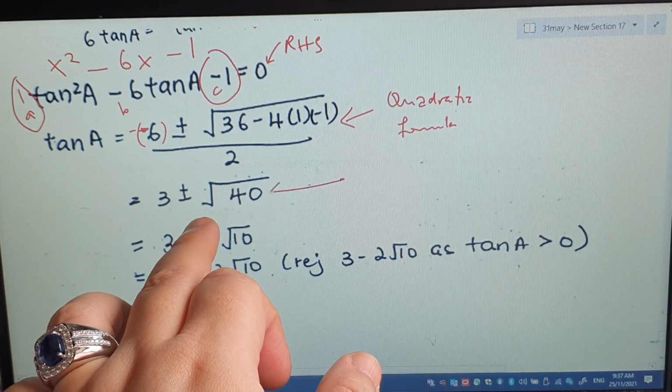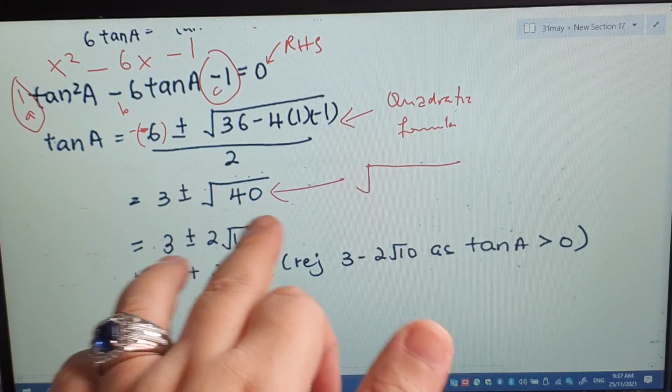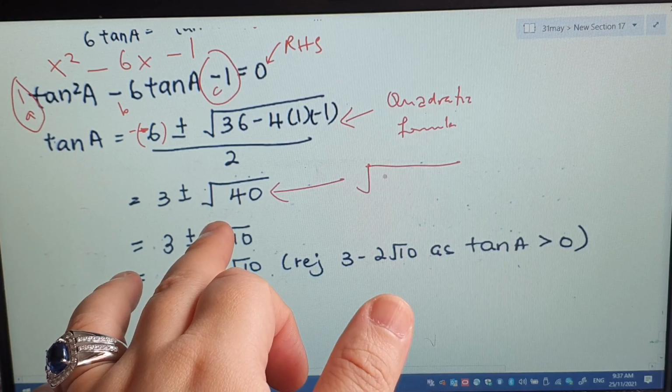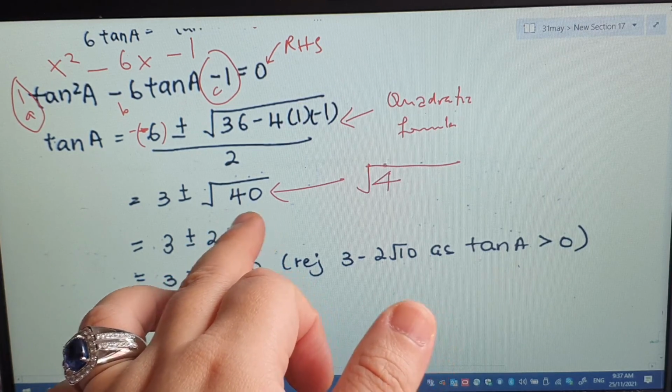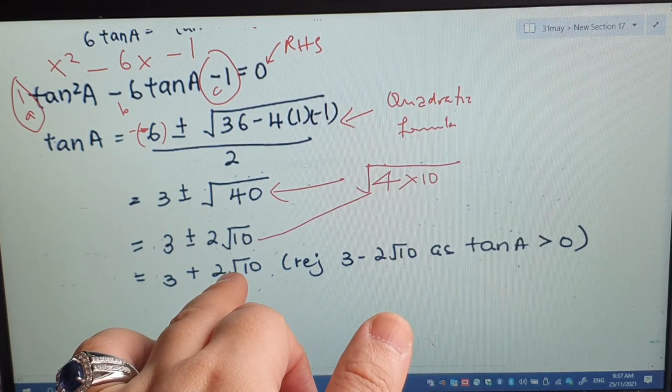Now, this fella, do you remember we say that to simplify this, we try to write something here that can be square rooted. So 4 can be square rooted. 10 of course cannot. So you will end up with this.